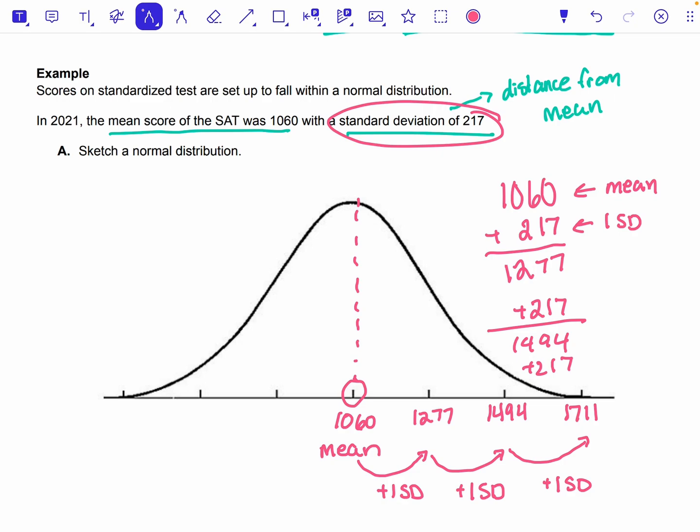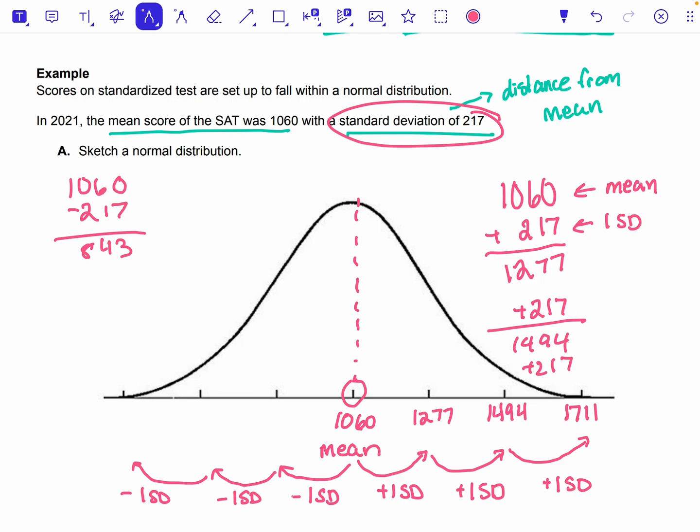Now, if we're working in the reverse direction, instead of adding standard deviations, we're going to be subtracting 1 standard deviation each time. So it'll be minus 1 standard deviation, minus 1 standard deviation. So I'm starting with my 1060 again, but this time I'm going to subtract 217. And that would get me 843 as 1 standard deviation away. Then if I wanted 2 standard deviations, I would subtract again, and I would get 626. And then I subtract 1 last time to get 409.